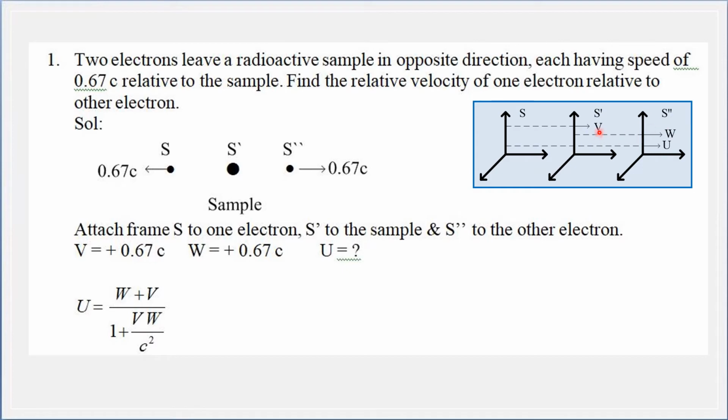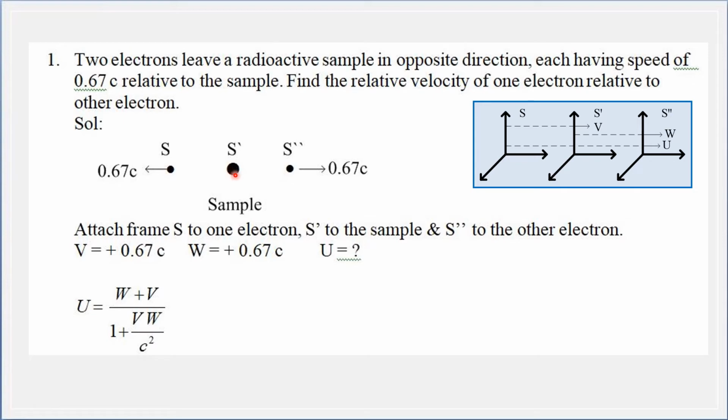Then v is the velocity of the second frame with respect to the first frame. W is the velocity of the third frame with respect to the second frame, and u is the velocity of the third frame with respect to the first frame. So now what you do here is first you have to draw this. You draw the sample of radioactive material. It is here. Now from this radioactive material, electrons are emitted in opposite directions.